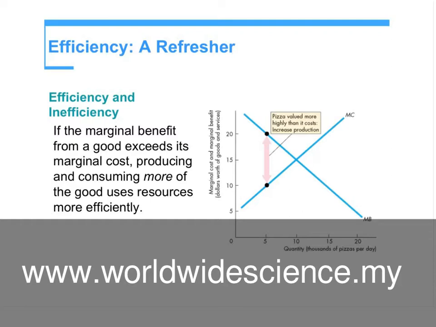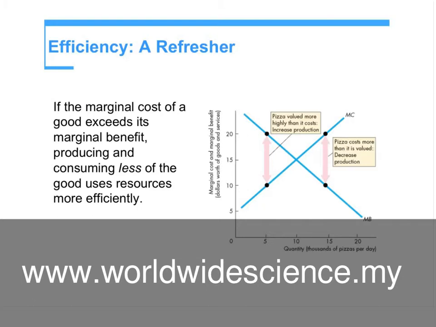But on the right-hand side, your marginal cost is higher than your marginal benefit. So in this case, producing more of that good, the benefit you get is less than the cost. So it's not an efficient use of resources to produce more. Actually, efficient use of resources is to produce less.